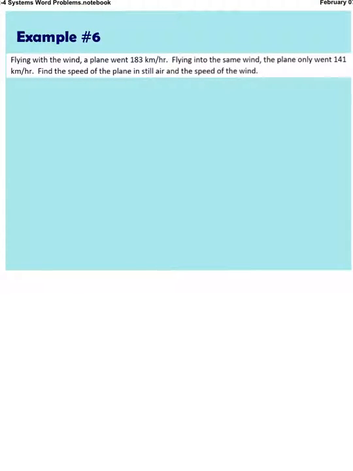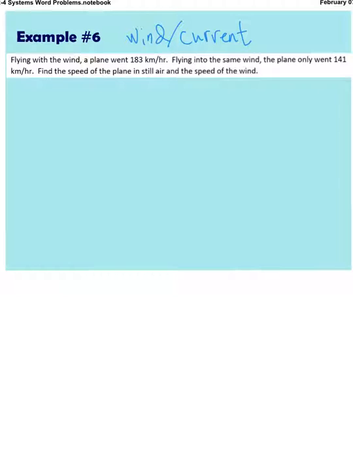All right, so example 6. I would title this Wind or Current Problems. So it doesn't matter whether we're talking about wind or current. If there's a headwind, that means that we are going against the wind and the wind is slowing us down.